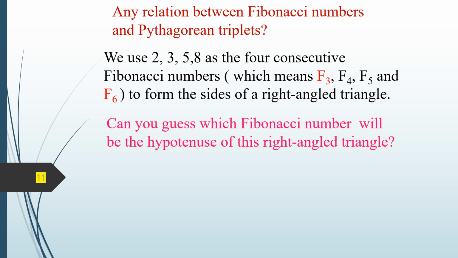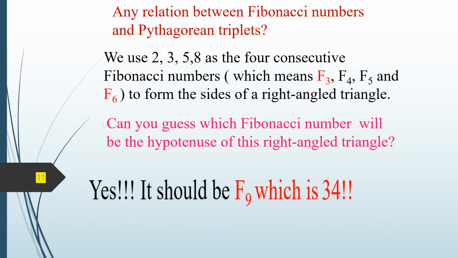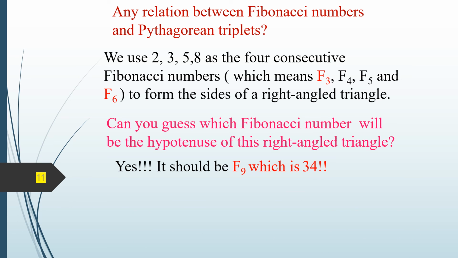Now we are using 2, 3, 5, 8 as the 4 consecutive Fibonacci numbers to form the sides of a right angle triangle. Can you guess which Fibonacci number will be the hypotenuse of this right angle triangle? Yes, it should be the 9th Fibonacci number, which is 34.